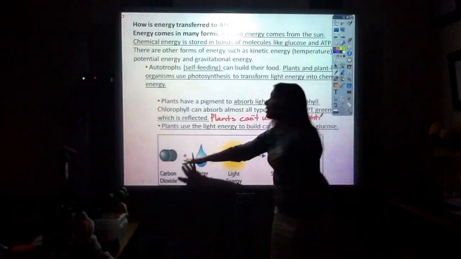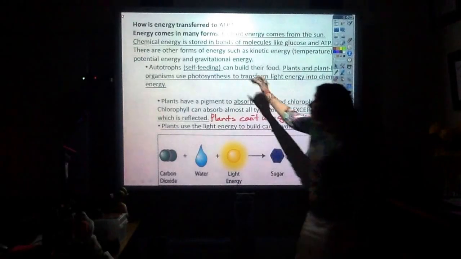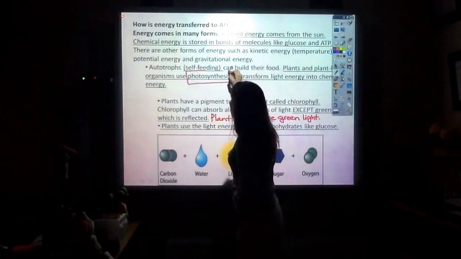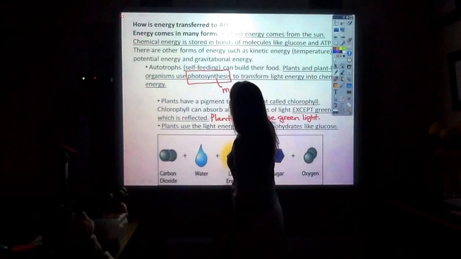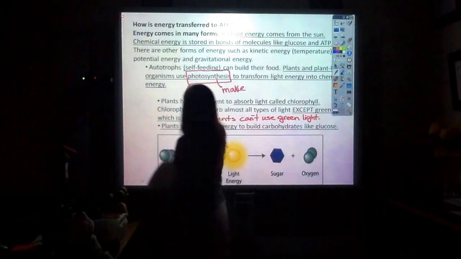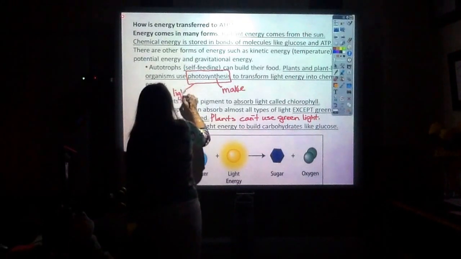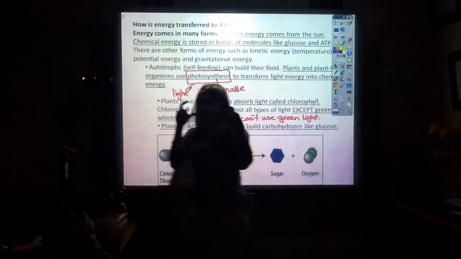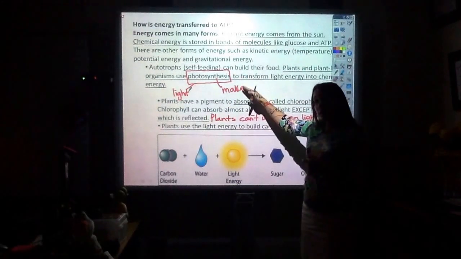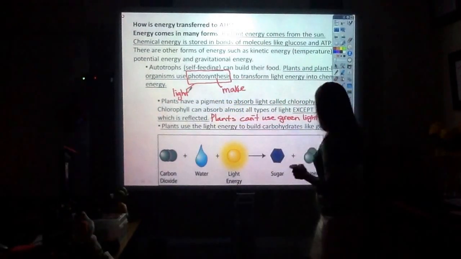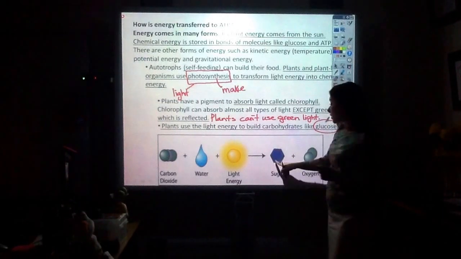So this is the equation for photosynthesis. And I like the word photosynthesis because synthesis means to make, and photo actually means light. A photograph is taken using light. Photosynthesis is when we make something using light, and what we're making is glucose.